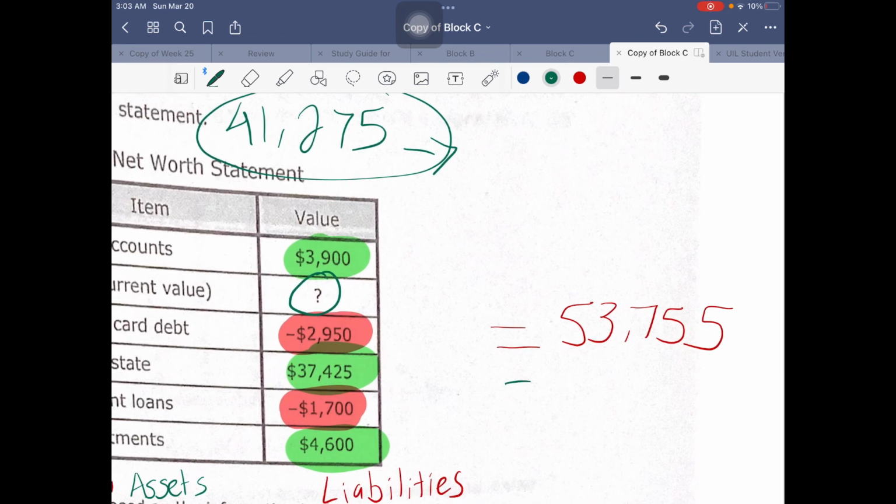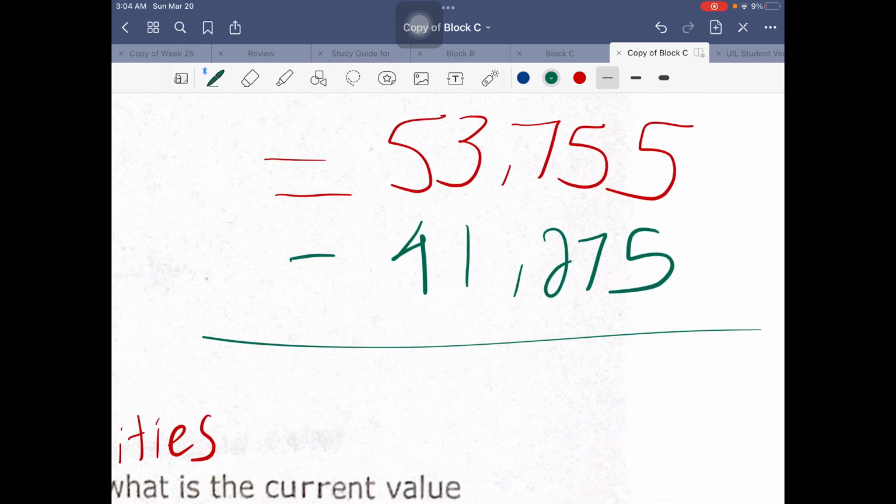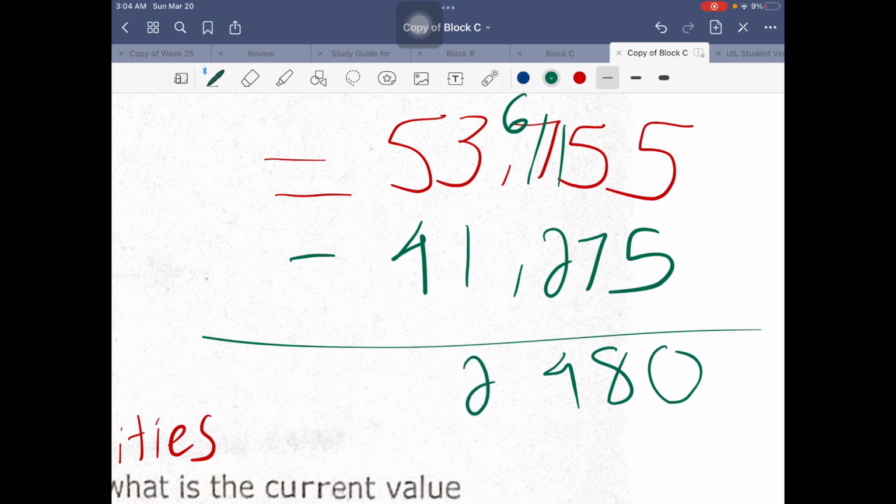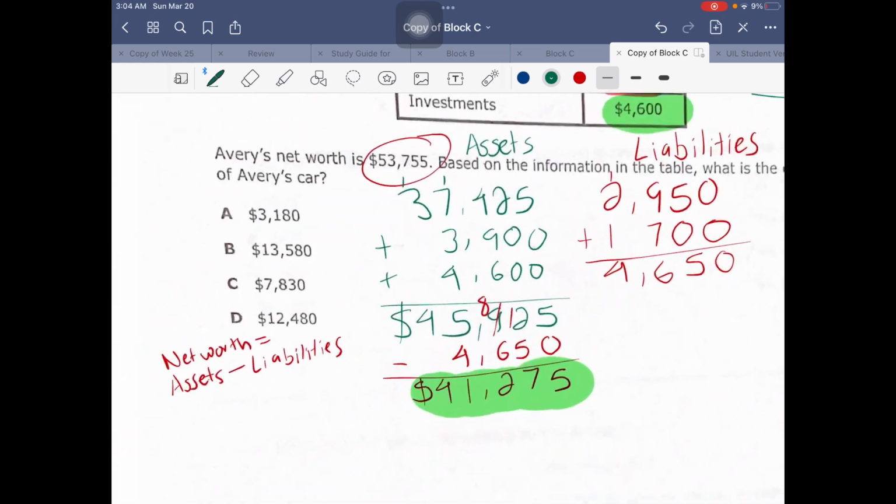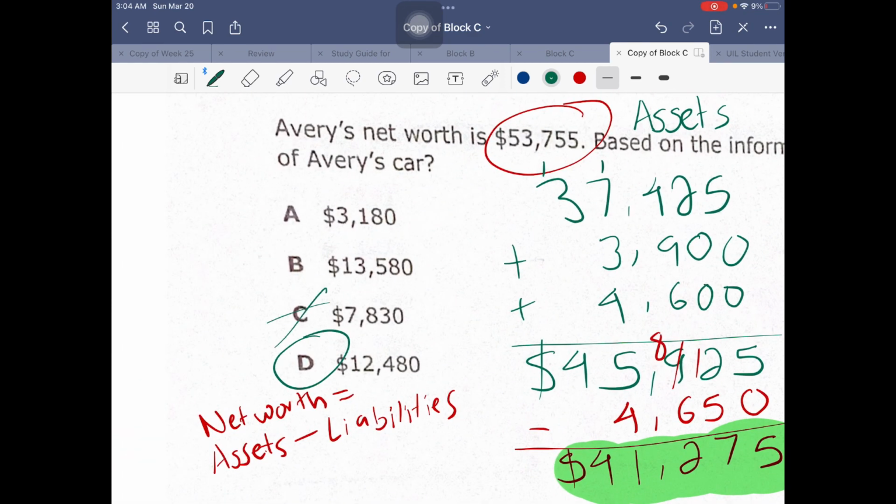So to find how much the car is, I'm going to subtract both totals because the difference is the car. 5 minus 5 is 0. 7 minus 5, I can't do that, so I borrow. 15 minus 7, I can do that. 6 minus 2 is 4. 3 minus 1 is 2. And then 5 minus 4 is 1. So the car value is 12,480. And that's the answer.